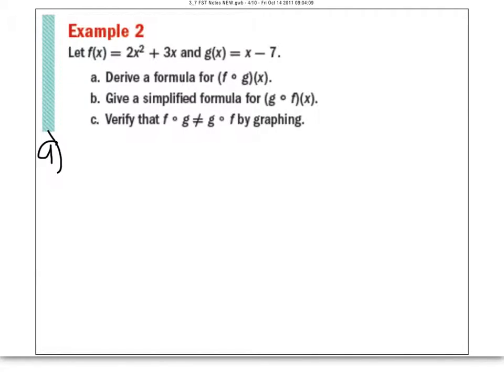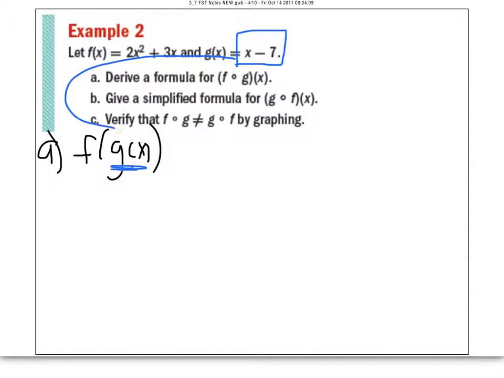For letter A, they want us to find f of g of x. Now I'm going to show you two ways to do this. The first one is just, again, substitution from the inside out. Right here, I'm going to start on the inside, and they want me to find g of x. Well, I actually already know it. It's just this up here. It's x minus 7. So I'm just going to put that in its place. So I'm going to take out the g of x label and actually put what it is, which is x minus 7. So that means find f of x minus 7.